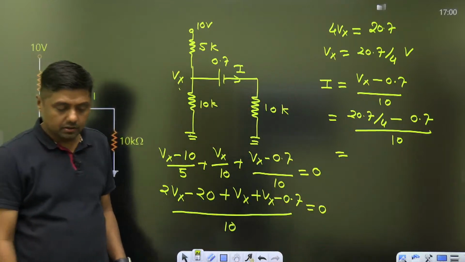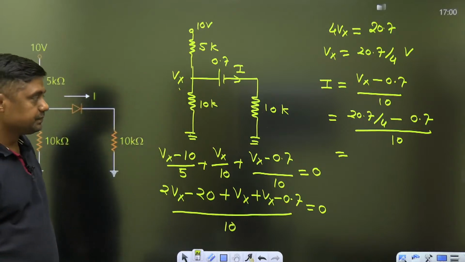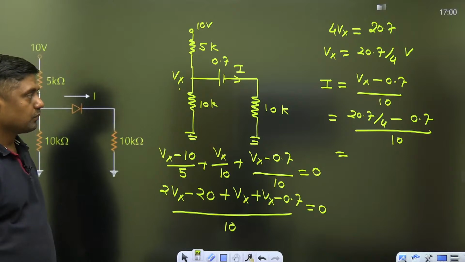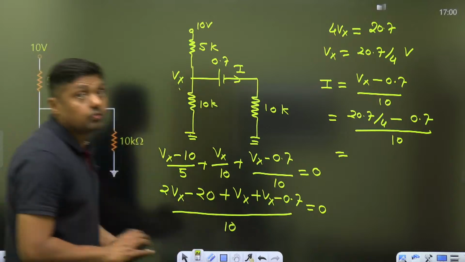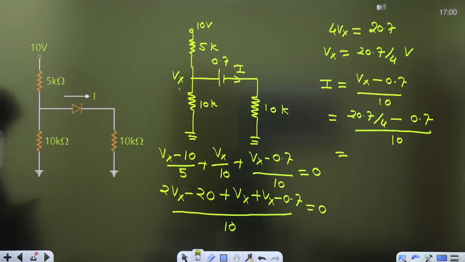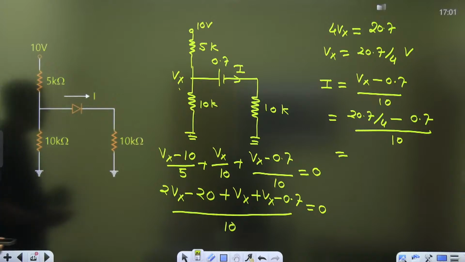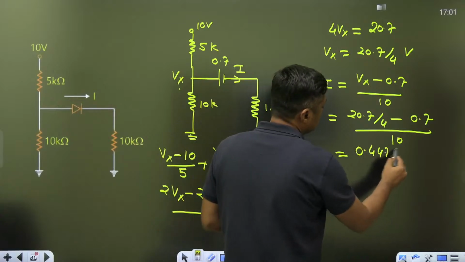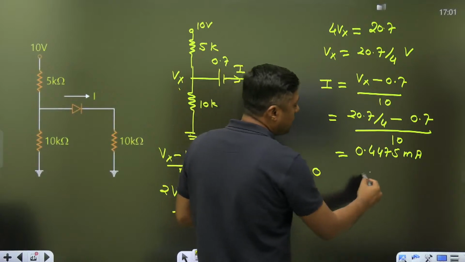Please calculate if you have the calculator. What is the answer? You will definitely get the current less than 0.5. Use the virtual calculator only. It is 0.4475. So when it was the ideal diode, what was the answer? 0.5, and now it is less than 0.5 milliampere.